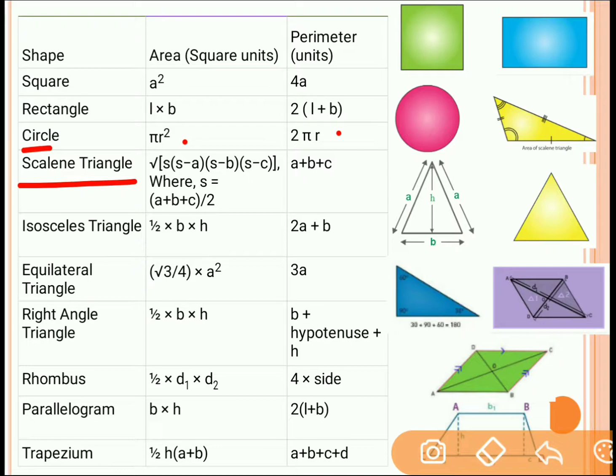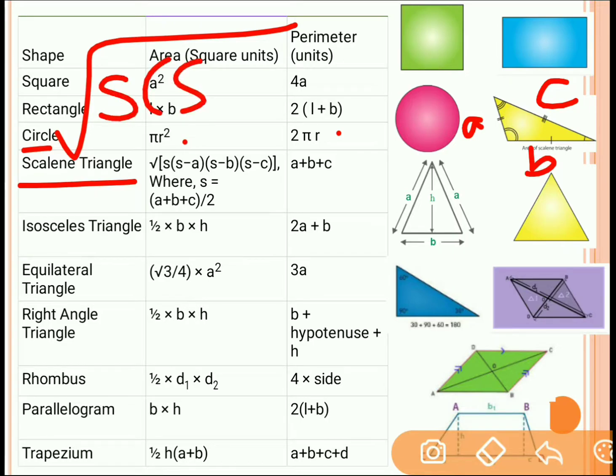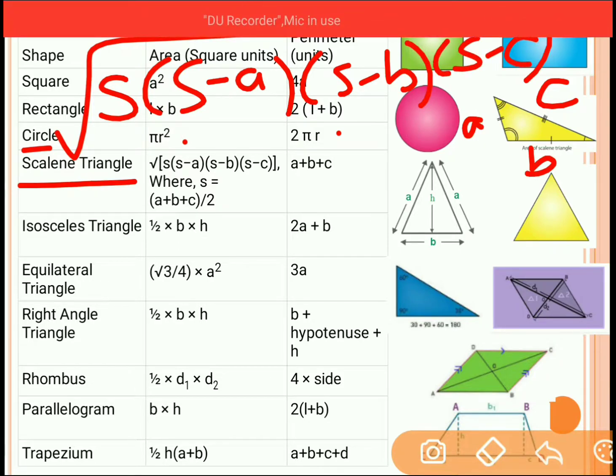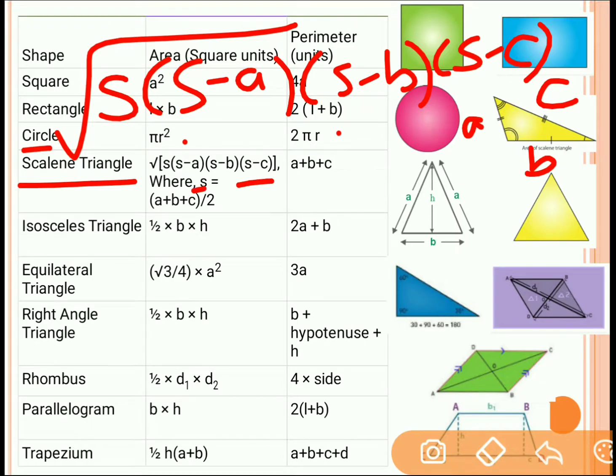Scalene triangle. Scalene triangle is a triangle whose sides are all not equal. So the three sides of the triangle are A, B and C. To find the area of this scalene triangle, the formula is under root S into S minus A into S minus B into S minus C. This formula is given over here, where S is what? S is equal to A plus B plus C by 2.